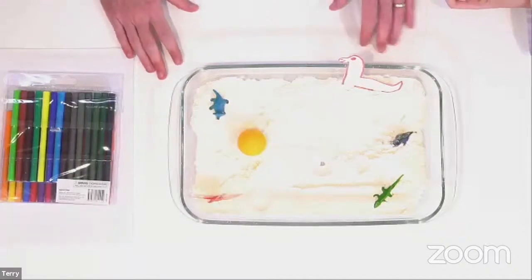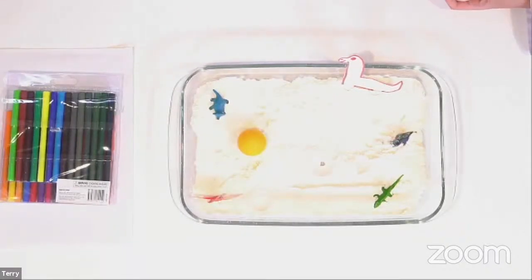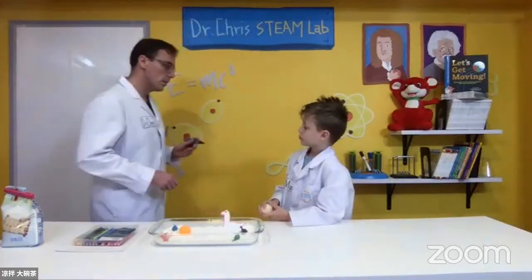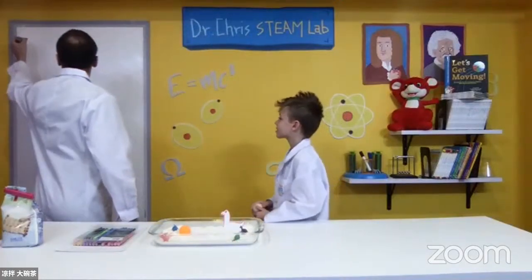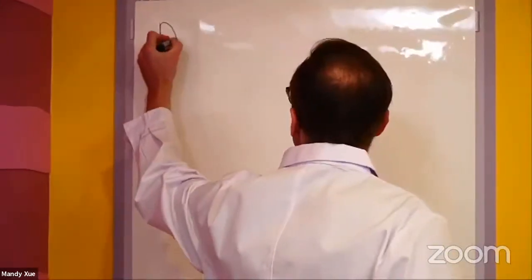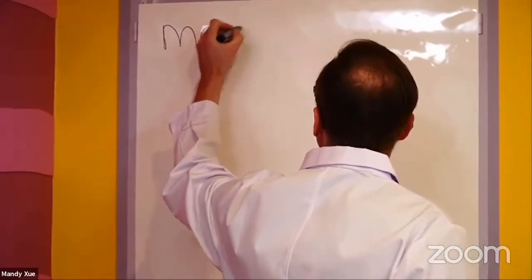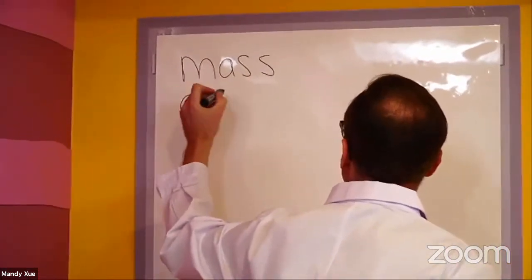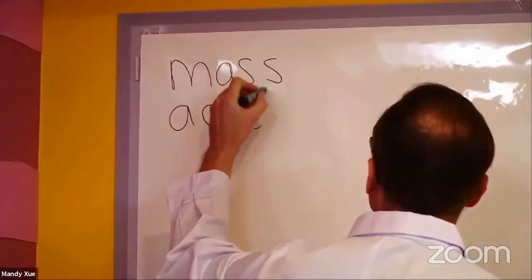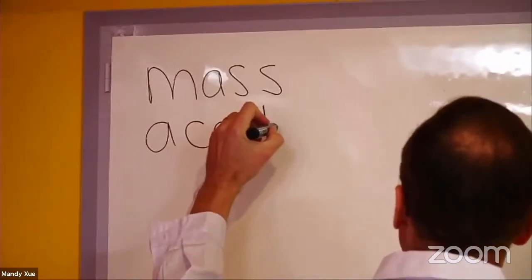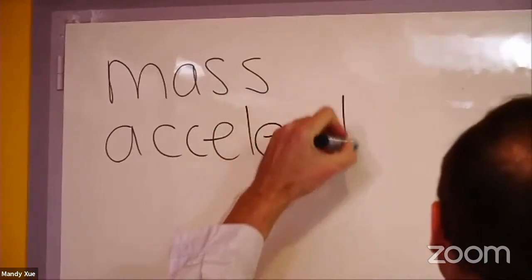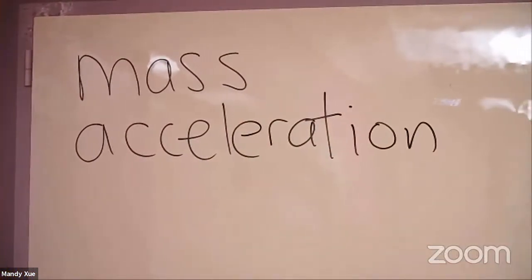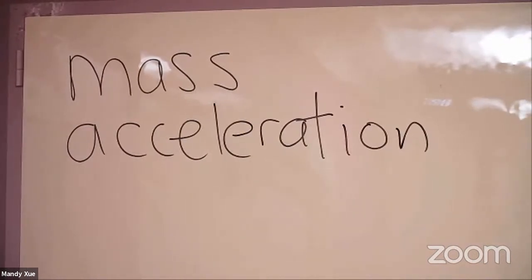Right. So I think there's some words here that we need to remember. So what was your word? My word was mass. And I want to tell kids about acceleration. Maybe I should figure out how to spell it. Acceleration, okay. Mass and acceleration. And acceleration is changing speed.